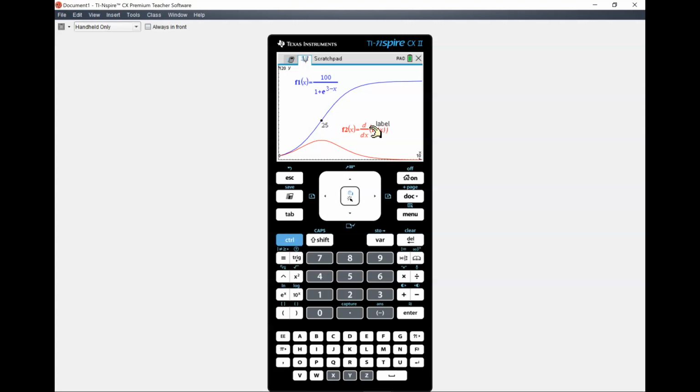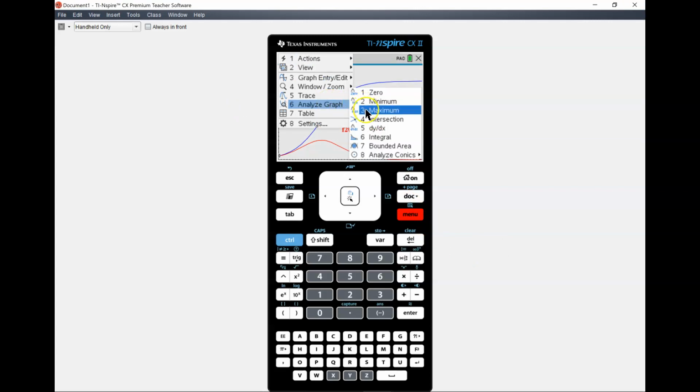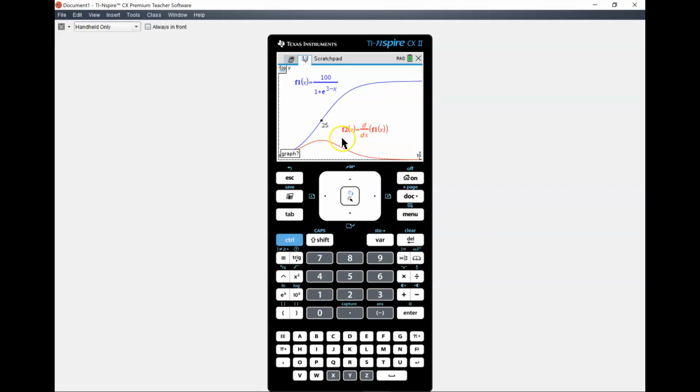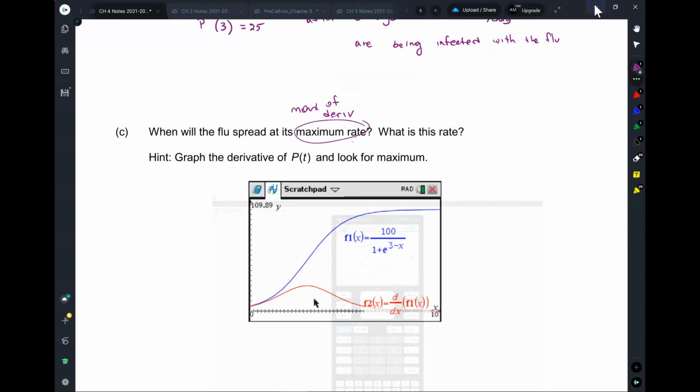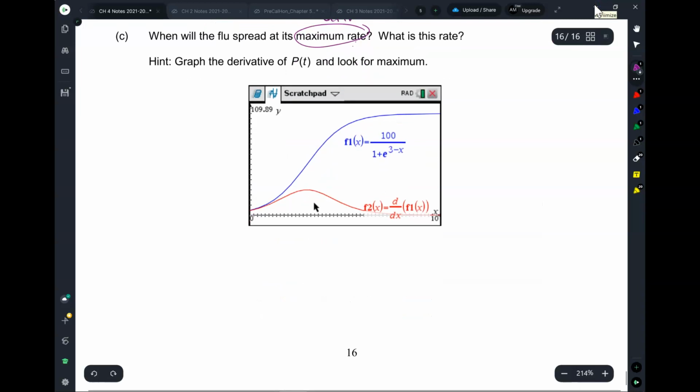Now we want the maximum of the derivative. So what you need to do is go into menu. You click analyze graph, and then you click number 3, maximum. Now it asks you which graph you want me to find the maximum of. Just scroll on top of the red graph and press enter or the center button, and it picks it for you. Lower bound, 3. Upper bound, 25. My calculator froze for a second while you were doing it.